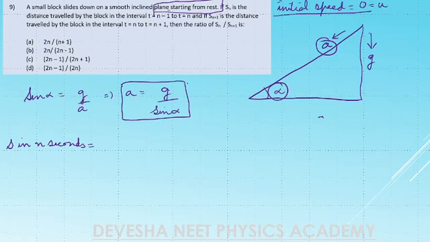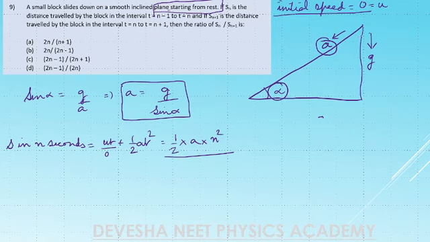So what is the formula for this? s is equal to, we all know this formula, ut plus half a t square. This is equal to, since u is 0, so we can remove this, half into the acceleration into t square. So t square, I can replace by n square. So this is the total distance traveled in n seconds.